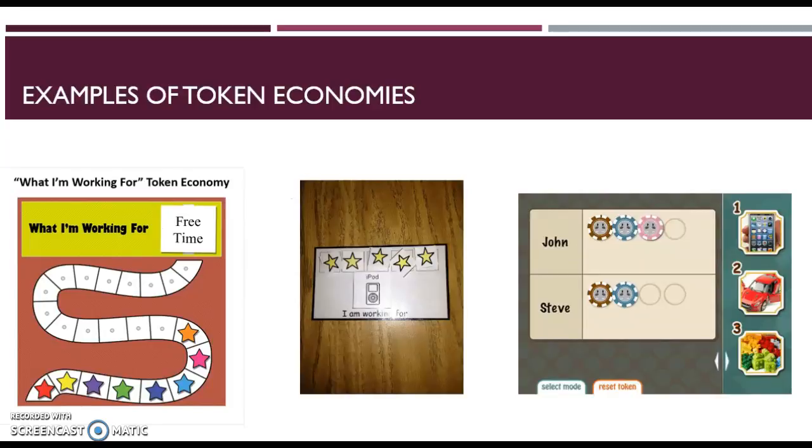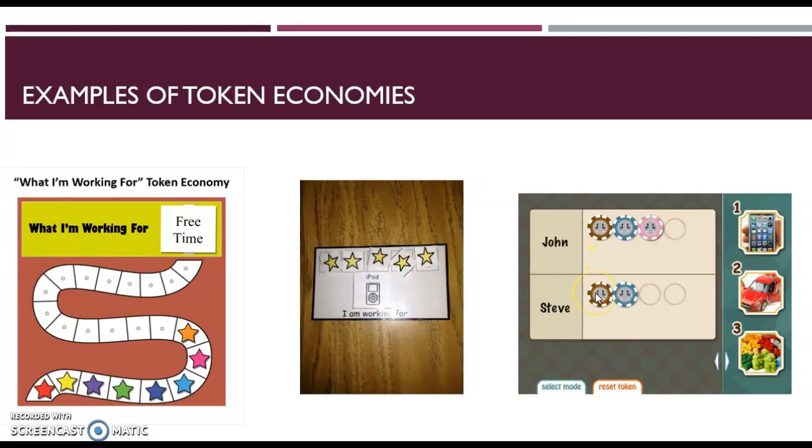Here are some examples of different token economies. On our first picture, here we have a path that leads up to the reward, and in this case it's free time. Students earn stars for their appropriate behavior or action, and once they fill up their path with stars, then they earn the free time. In the second picture in the middle, the students have a chart, and each time they show the appropriate behavior, they get a star velcroed onto their chart. And we can see on this that they're working for time on the iPad.